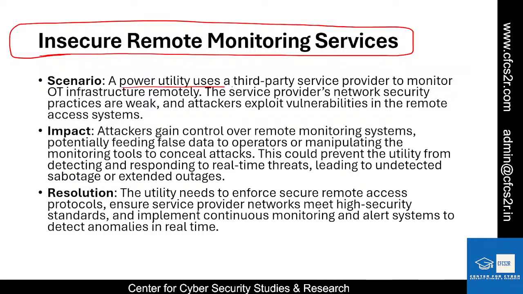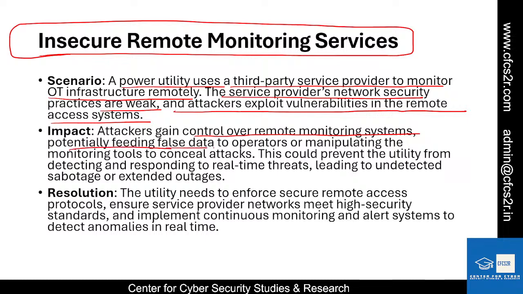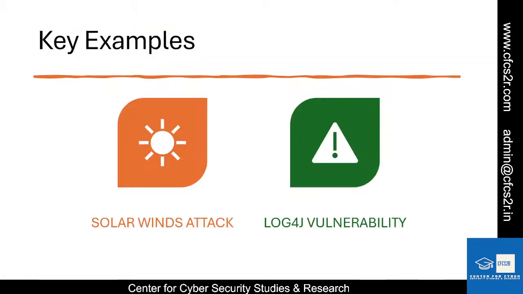A power utility uses third-party software to provide monitoring of OT infrastructure remotely. The service provider's network security practices are weak. An attacker exploits a vulnerability in the remote access system. So this is the scenario. What could be the possible impact? Attackers gain control over remote monitoring systems, potentially feeding false data to operators or manipulating the monitoring tools to conceal attacks. This could prevent the utility from detecting and responding to real-time threats, leading to undetected sabotage and extended outages. So in this particular case, insecure remote monitoring service could be a serious issue.